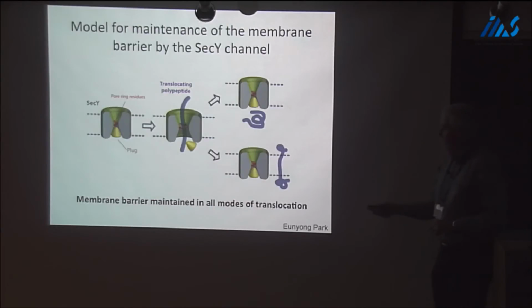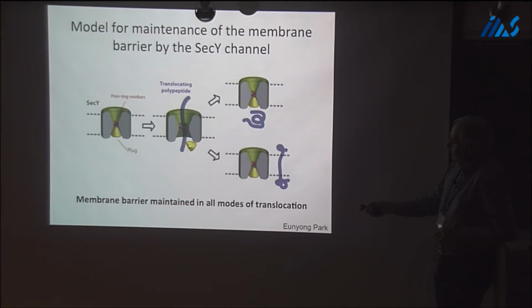So here's a scheme to explain the mechanism again. In the closed state of the channel, you have the plug and the pore ring sealing the channel. And I should say this is not just based on this X-ray structure. Unyong had actually done a lot of experimental work in vivo to look at the influx of small molecules into the cell. So in the closed state of the channel, the pore ring and the plug seal the channel, so nothing can go through.